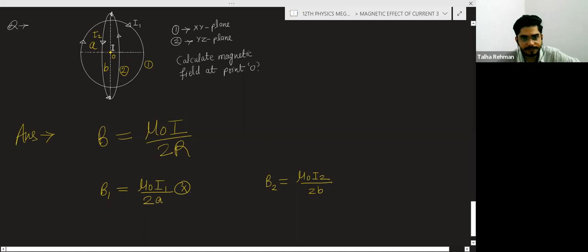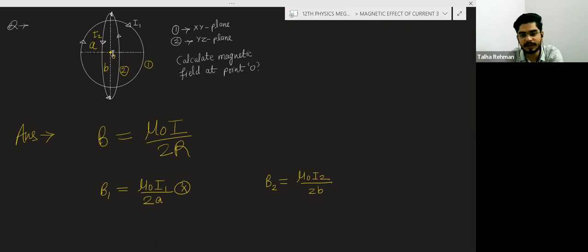Now can you tell me about this second wire? The direction of the current in this wire is given, and the current in this wire is I2, and this wire is in the YZ plane. What will be the direction of the magnetic field at the center?